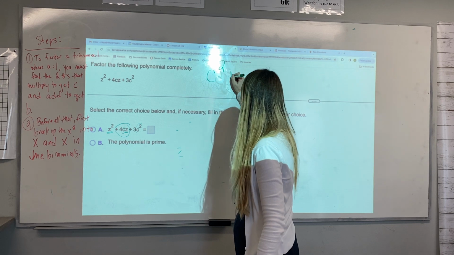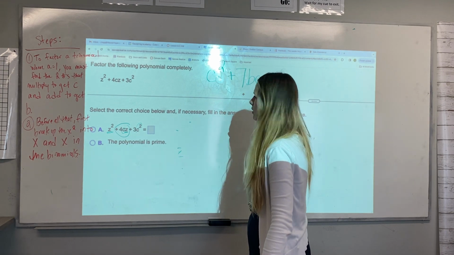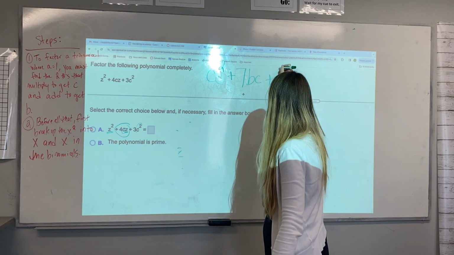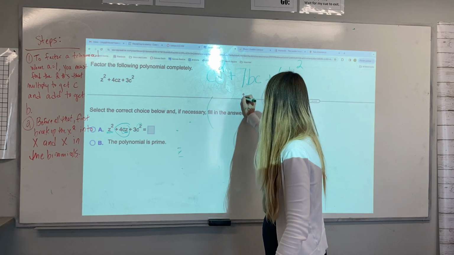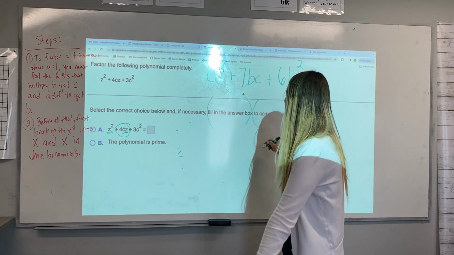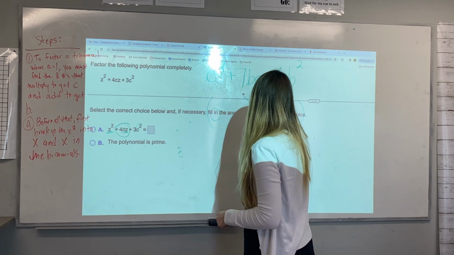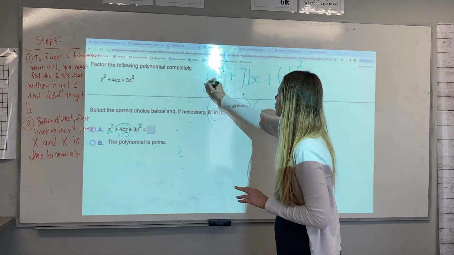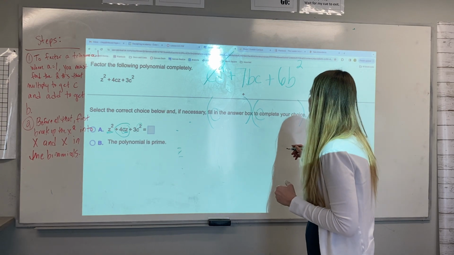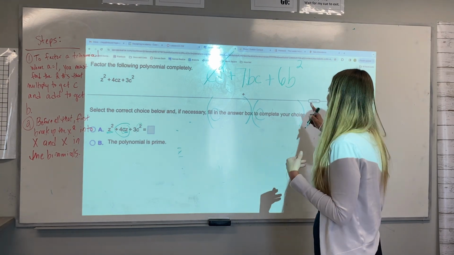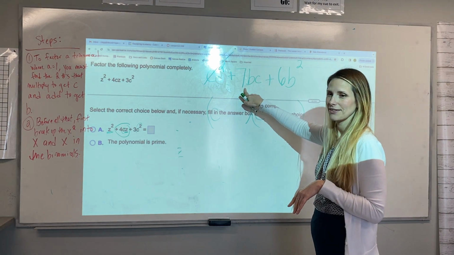C squared plus 7bc plus 6b squared. Okay, when we break that up, which variable is going to go here? C, very good. That's going to take care of that. I'm just going to cross it out so we're done with it, okay? Now let's just take care of our numbers. I need a product of 6 and a sum of 7.